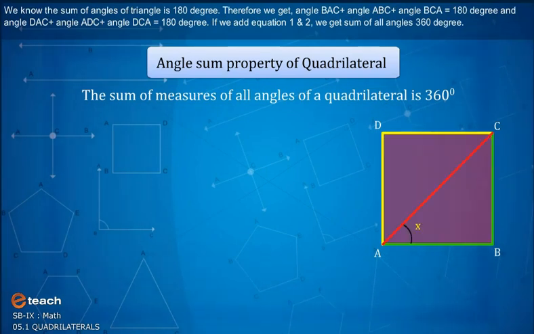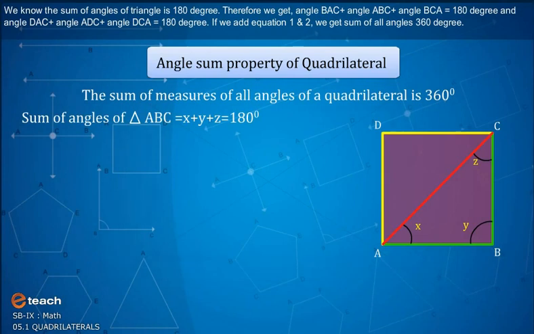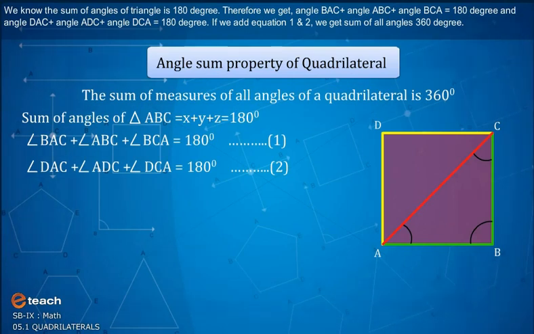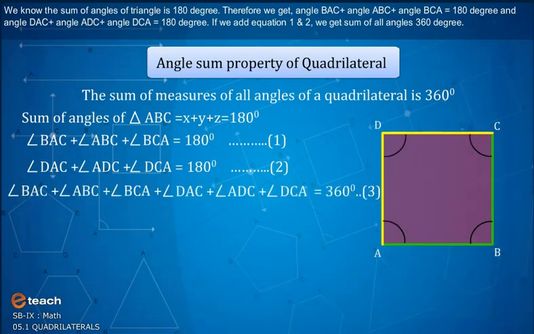We know the sum of angles of triangle is 180 degrees. Therefore, we get angle BAC plus angle ABC plus angle BCA is equal to 180 degrees. And angle DAC plus angle ADC plus angle DCA is equal to 180 degrees. If we add equation 1 and 2, we get sum of all angles 360 degree.